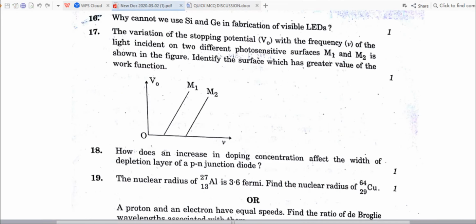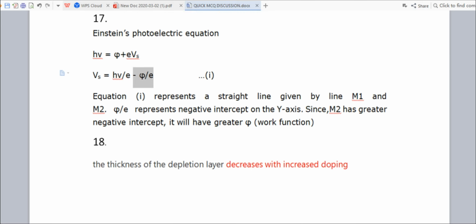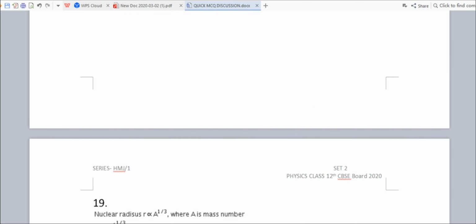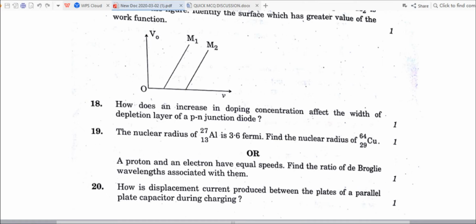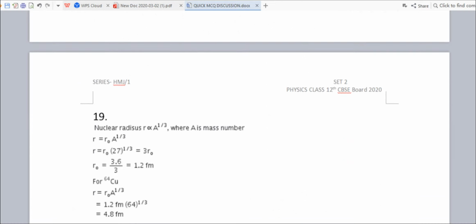Then 18, increasing doping concentration and width of depletion layer. When you increase the doping concentration, the depletion layer width will decrease. Then moving on to 19th, nuclear radius of aluminium with atomic mass 27 is 3.6 Fermi. We need to find out the nuclear radius of copper. So here is the answer.